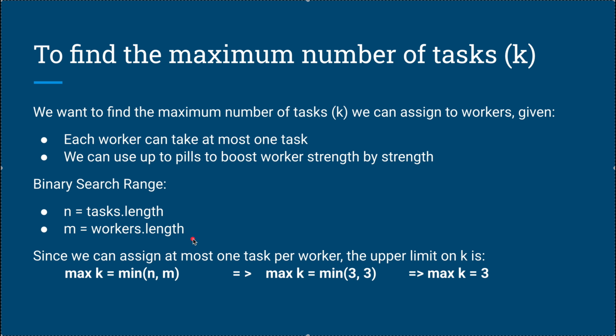So to find the maximum number of tasks k, we want to find the number of tasks we can assign to the workers. Each worker can take at most one task, and we can use up to p pills to boost a worker's strength. So if the range is between n and m, what will the max k value be? It is 3. So max k is 3.